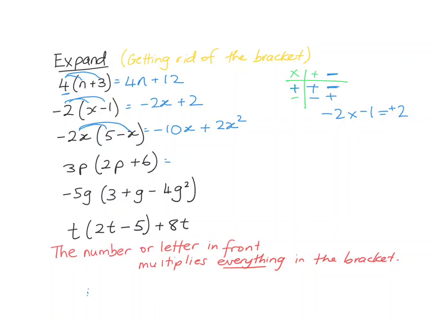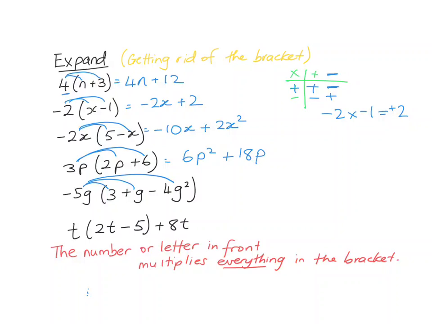The next one, 3p times 2p. 3 times 2 is 6. P times p is p squared. 3p times positive 6 is going to be positive 18p. The next one, the term in front has to multiply everything in the brackets.